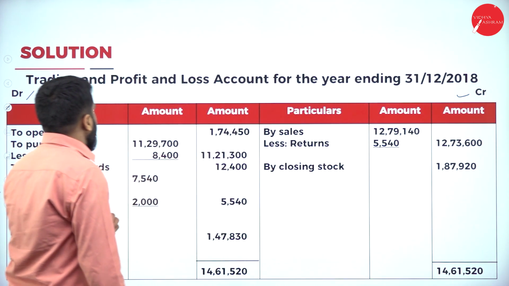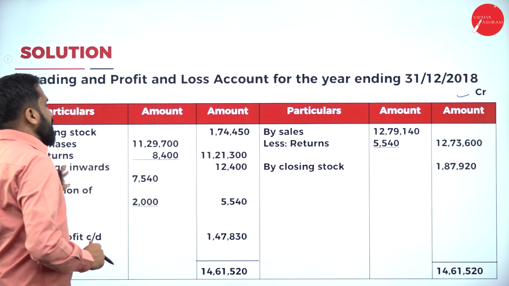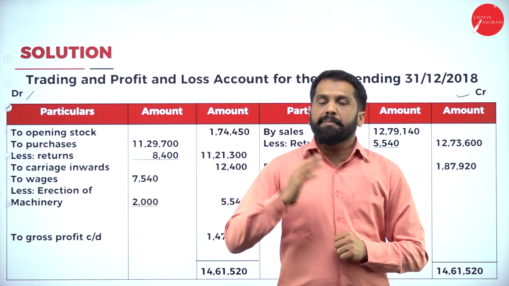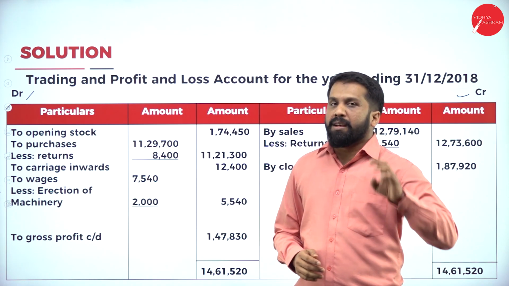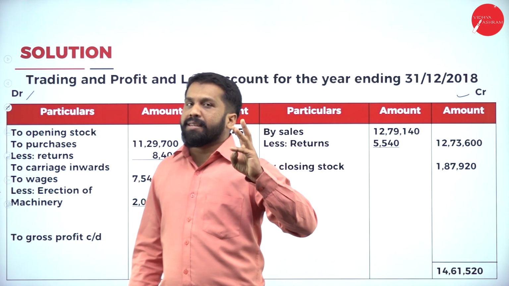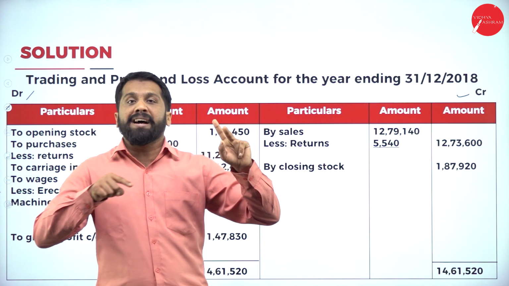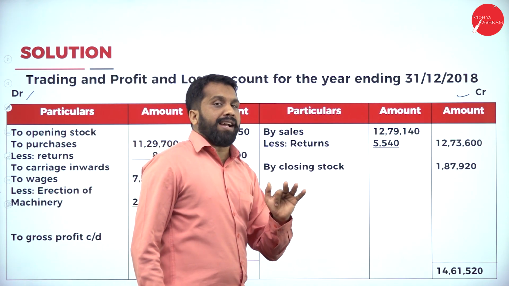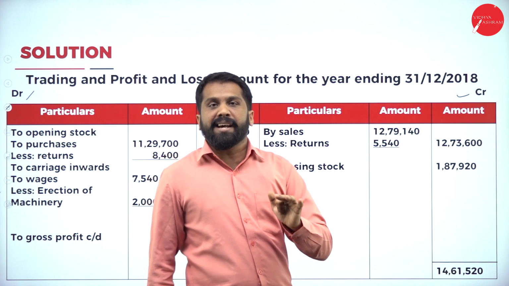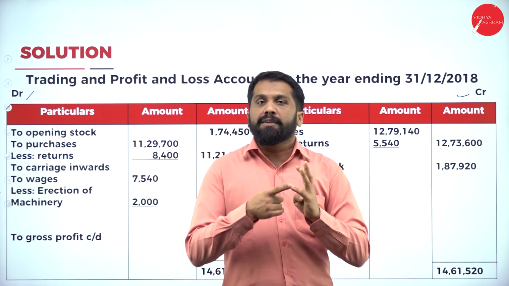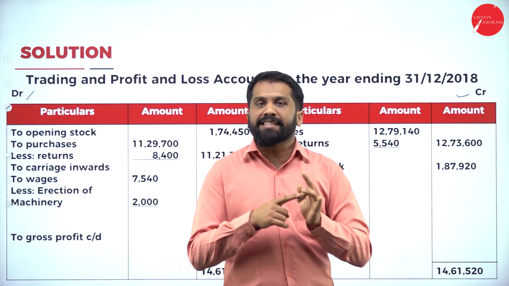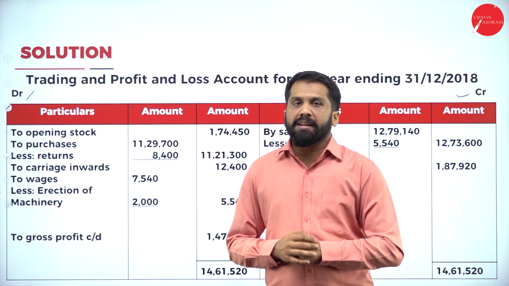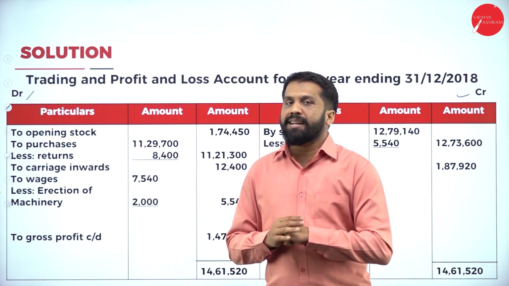Now, what is the format of the trading account? On the debit side, your left side, what will come? First, opening stock. Then purchases minus purchase return. Then wages, and if there are any outstanding, add. Then carriage inward, freight, coal, gas, power. These are called the debit side of trading. Other than these things, you will not get anything.